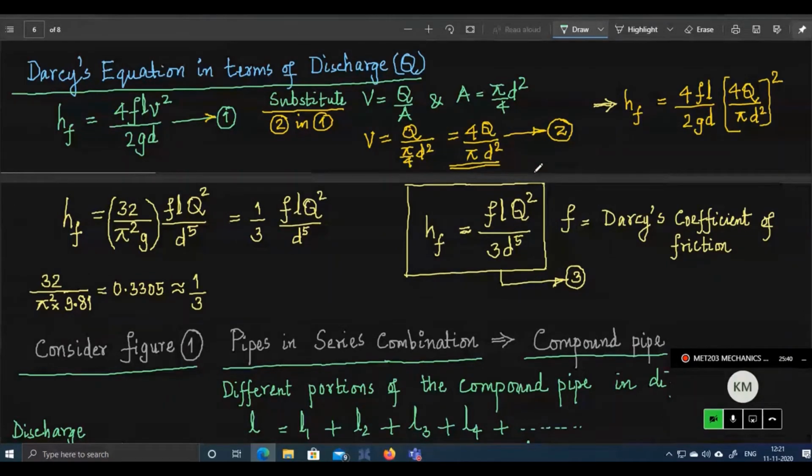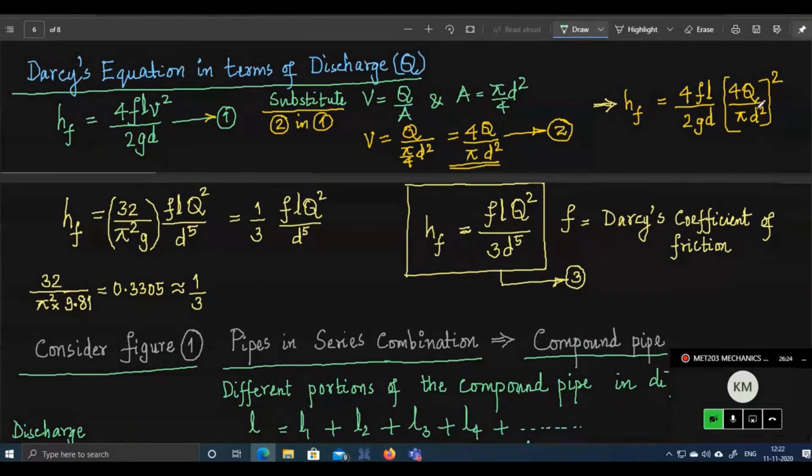You substitute this relation into 4FL V square by 2GD, replacing the velocity by this expression, 4Q by pi d square. I have done that over here. So 4FL by 2GD, then into V square. Instead of V, now I have substituted 4Q divided by pi d square. But remember, velocity square is there. So 4Q by pi d square, and that expression has to be squared. When you square it, the 4 will become 16 and Q square. So 16Q square divided by pi square d raised to 4.